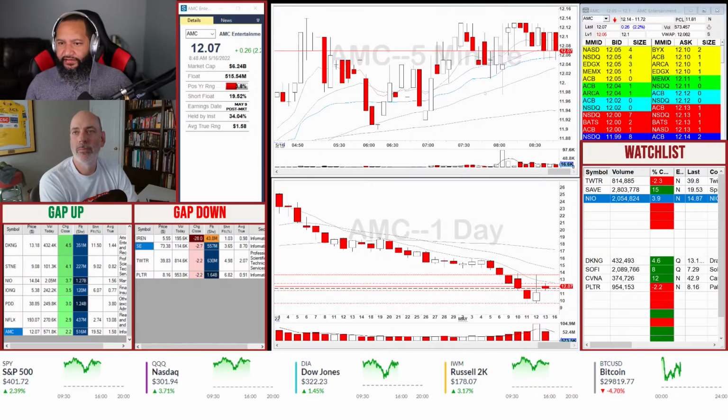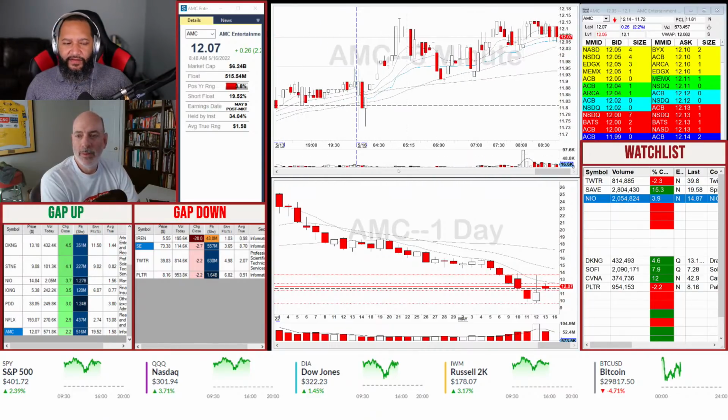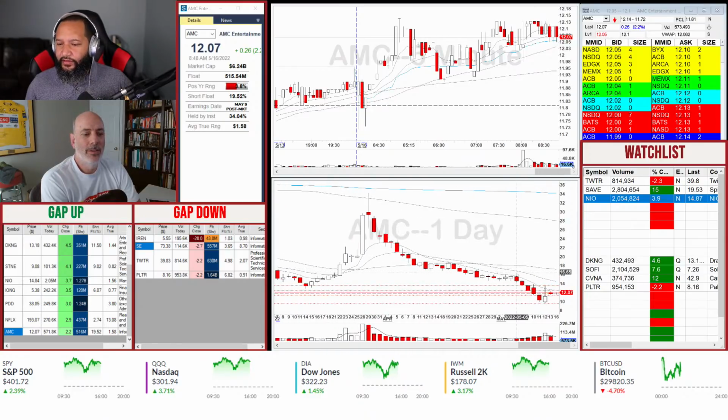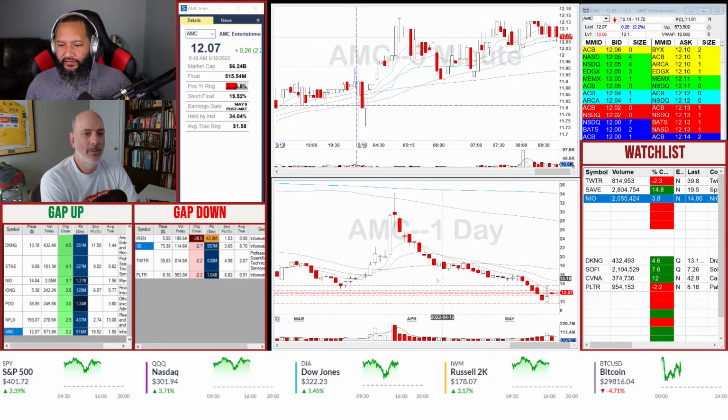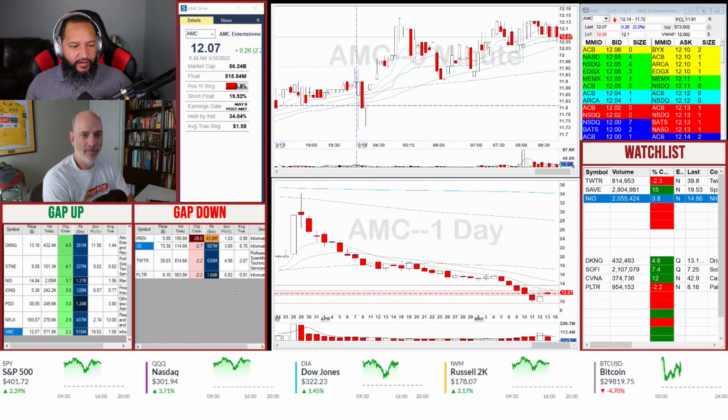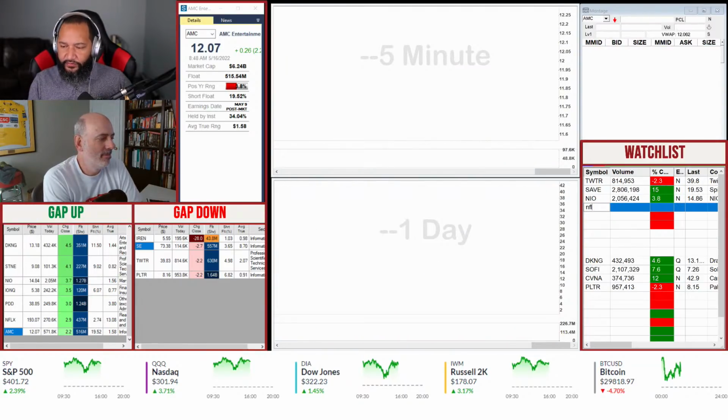AMC doesn't look good at all, guys. This looks very sloppy right now, and the volume is just not where it needs to be. This is no longer the AMC that we had a couple of months back, right? It's not the same thing. I am going to add Netflix. This could be interesting today. We'll see where that goes.